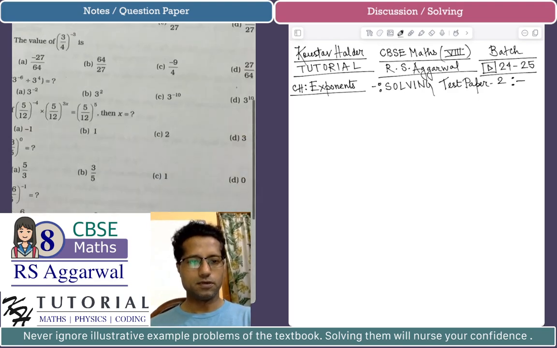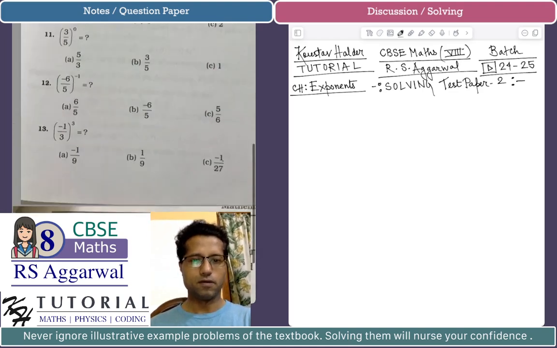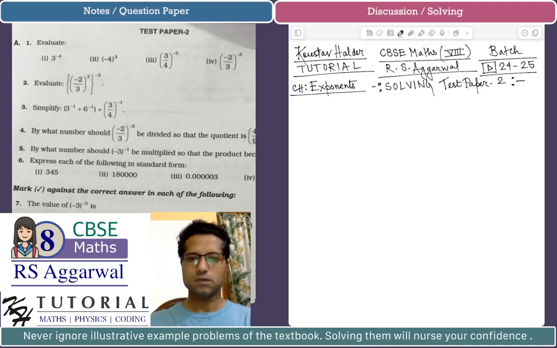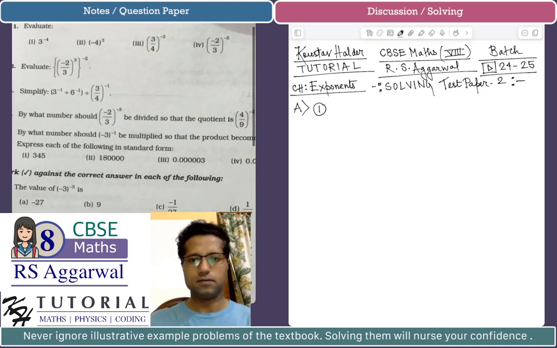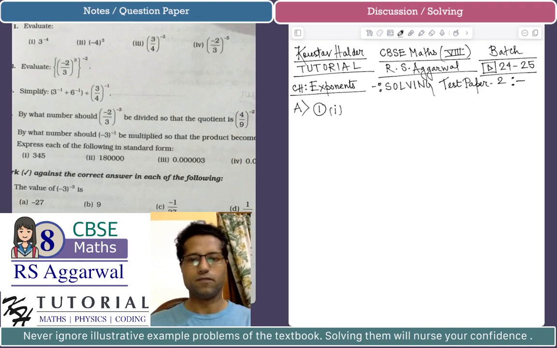So how many questions are there in this? There are section A, B, C. Okay, roughly 14 questions are there. Okay, so let's start solving the problem. This is section A. Section A, problem number 1. We have how many parts? 5 parts. We have to evaluate the given exponents, the numbers in exponential form.